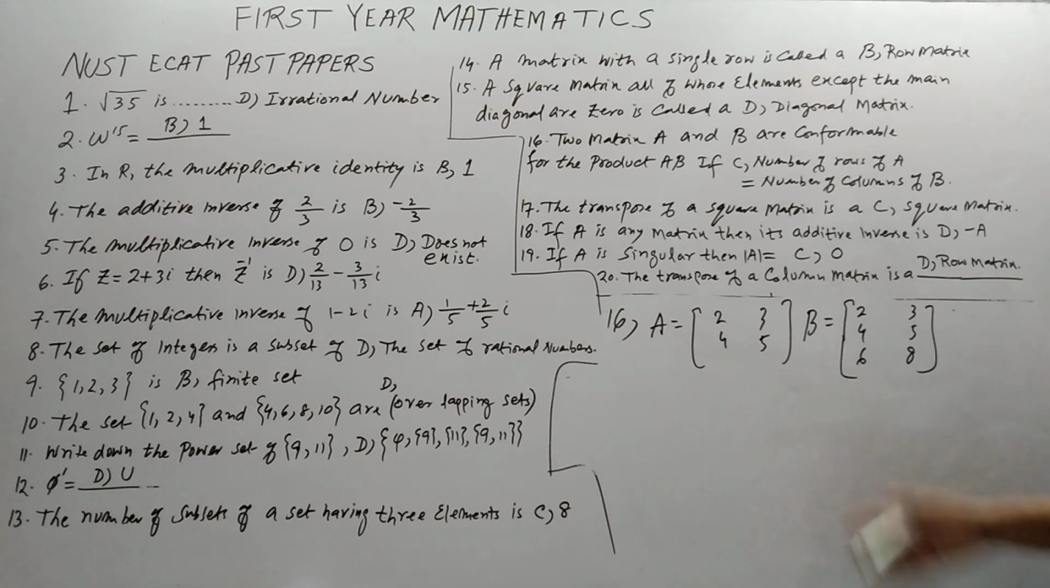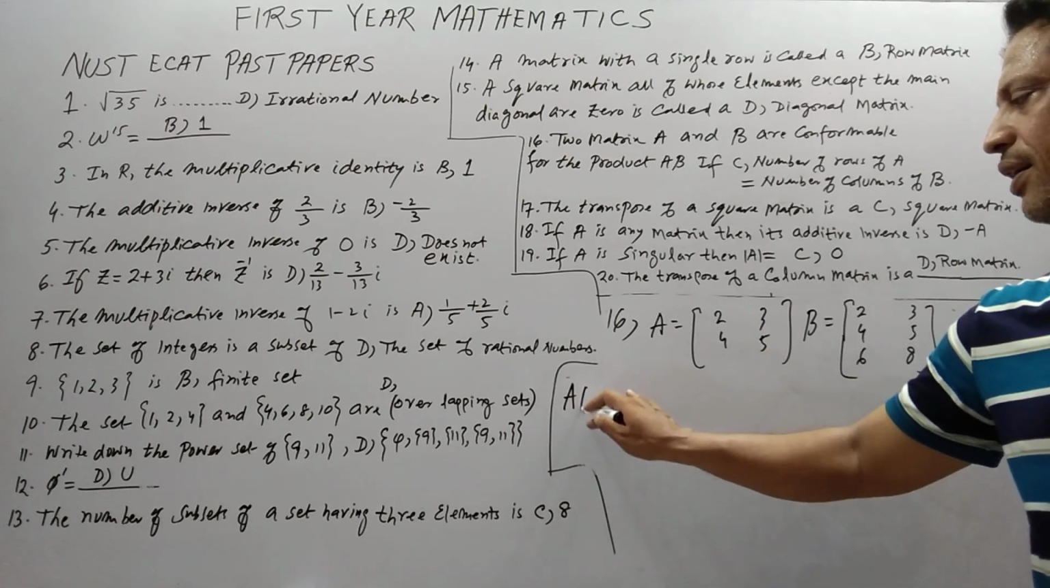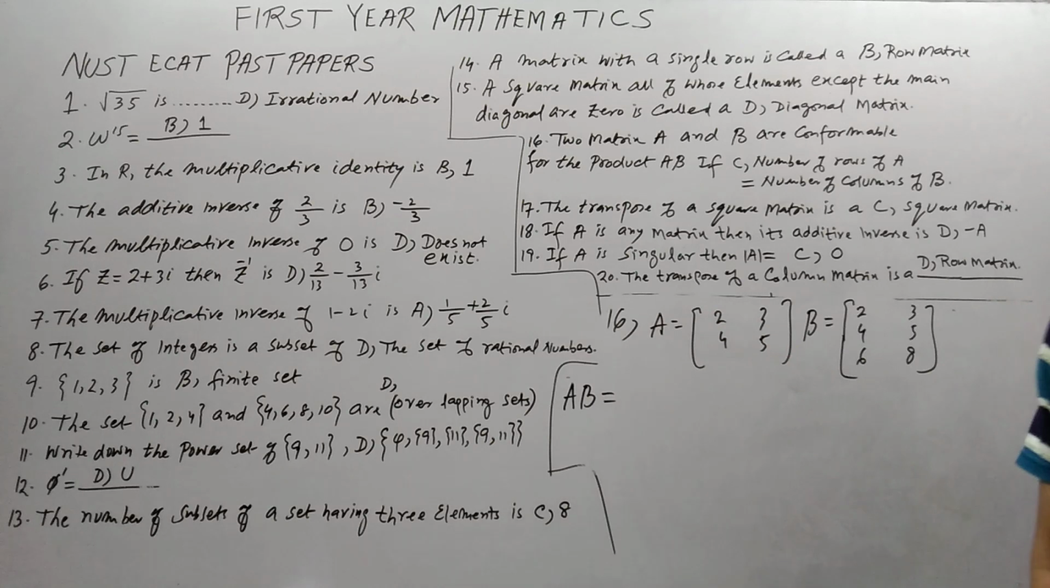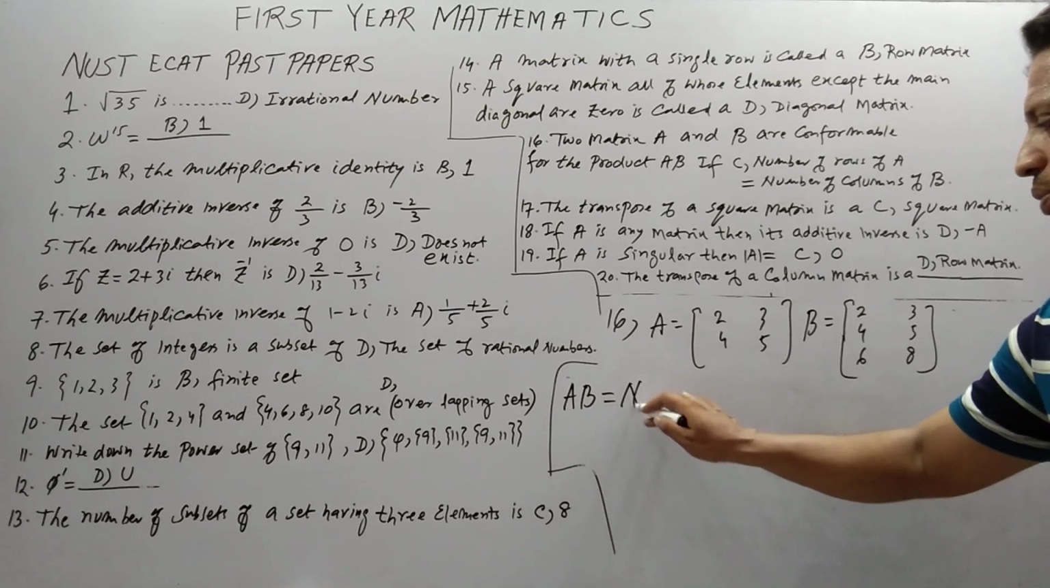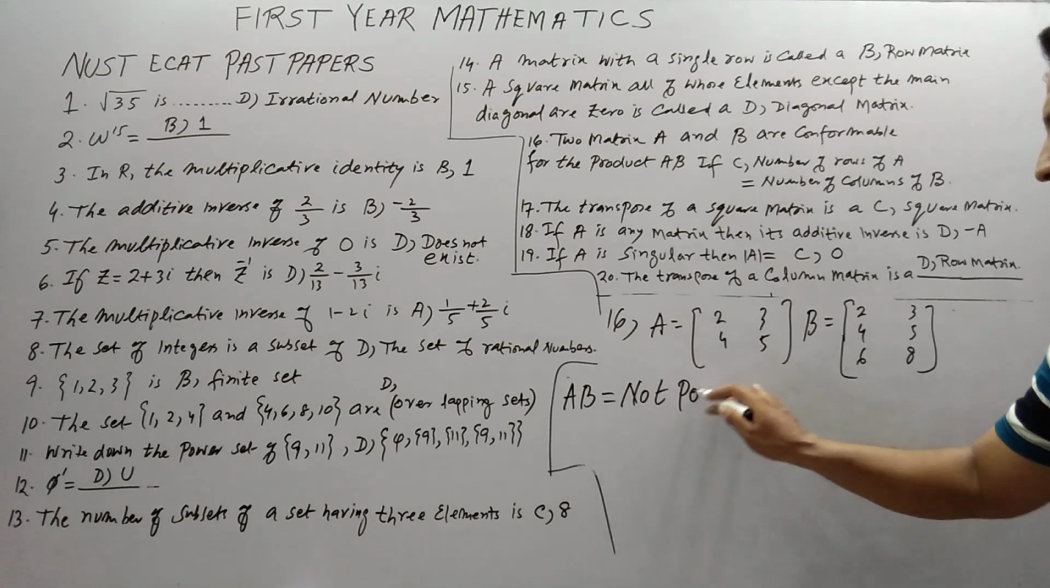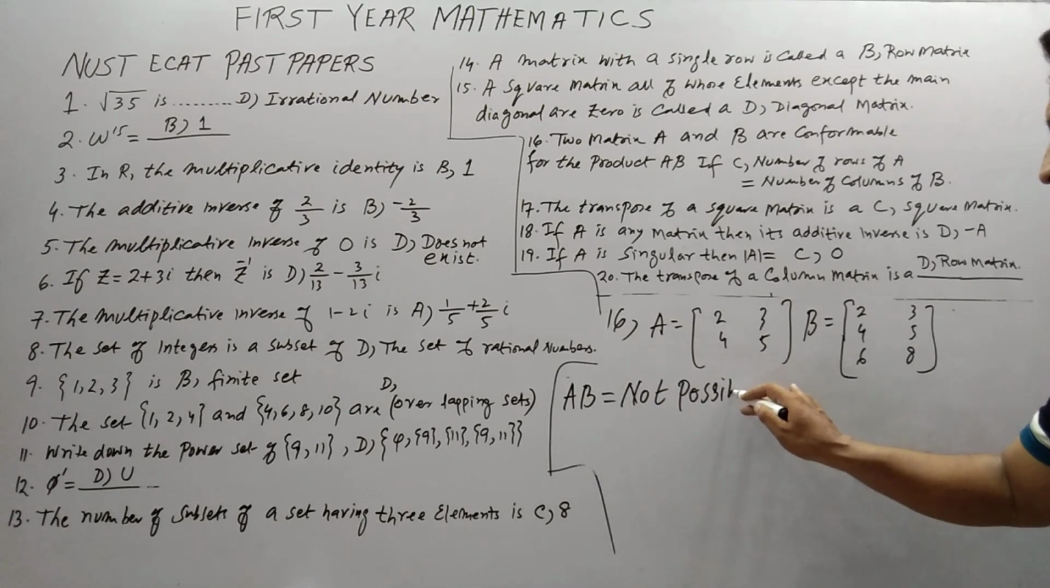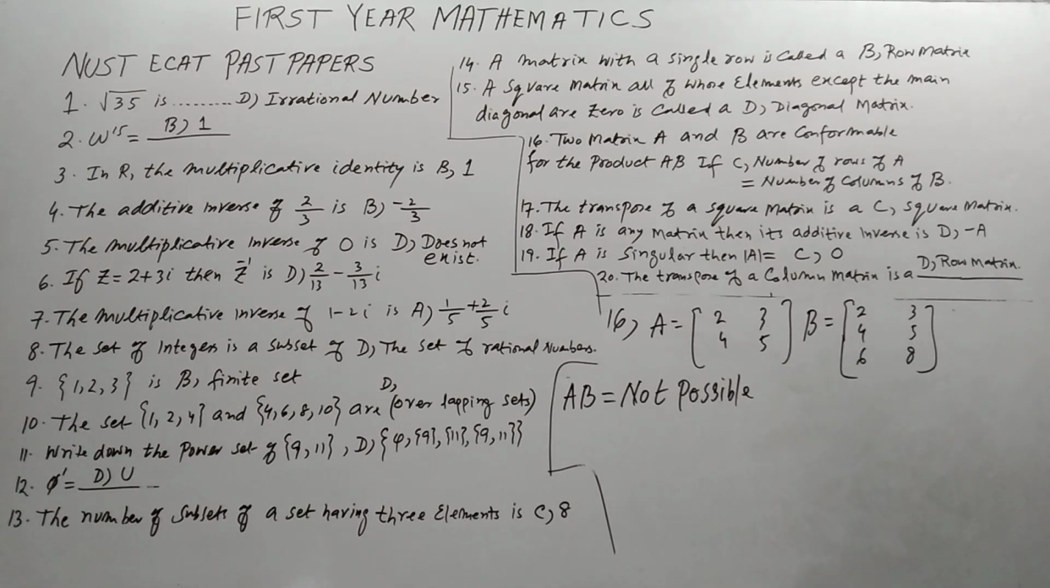Okay, I am taking these two matrices. Can I multiply A by B? The answer is not possible. Why? Because the multiplication rule is always multiply rows by columns.